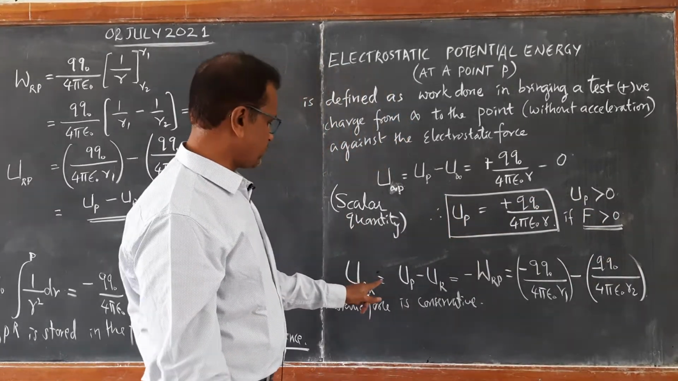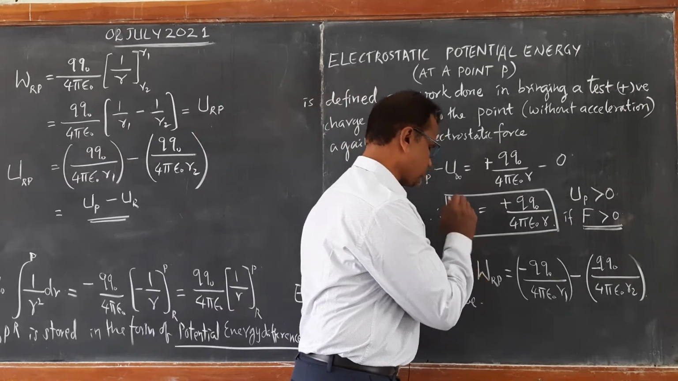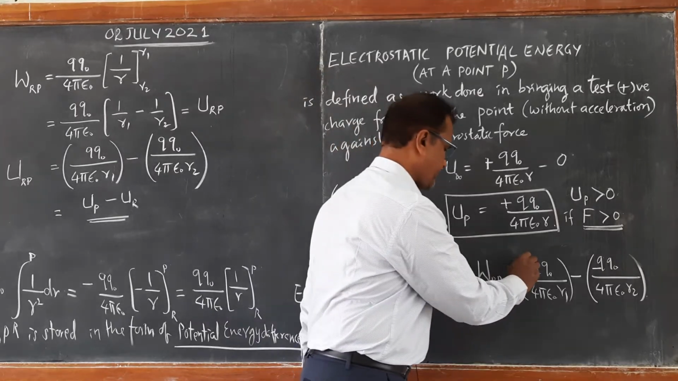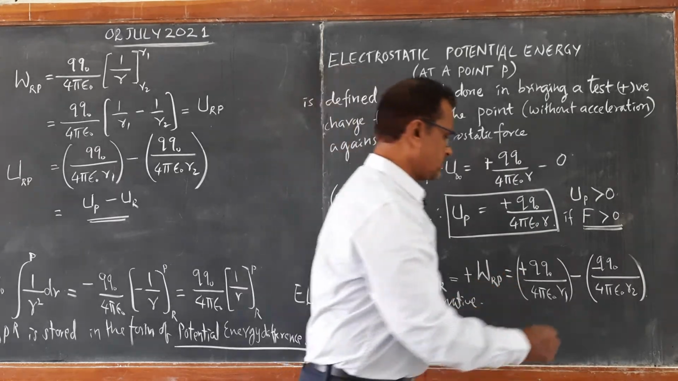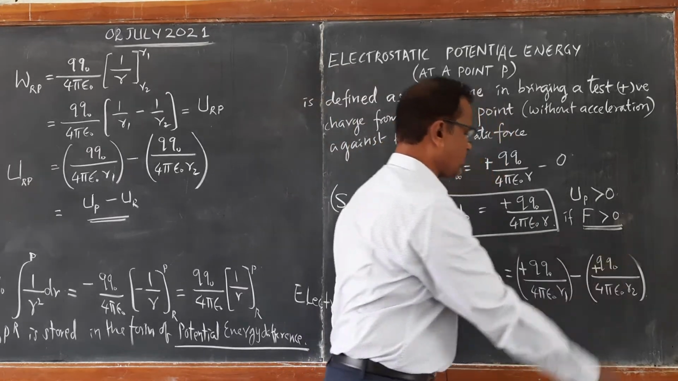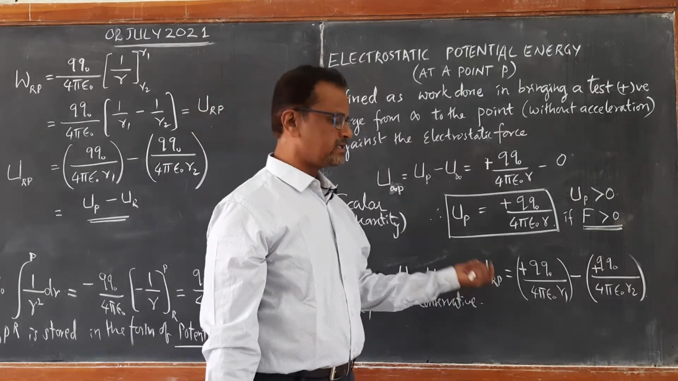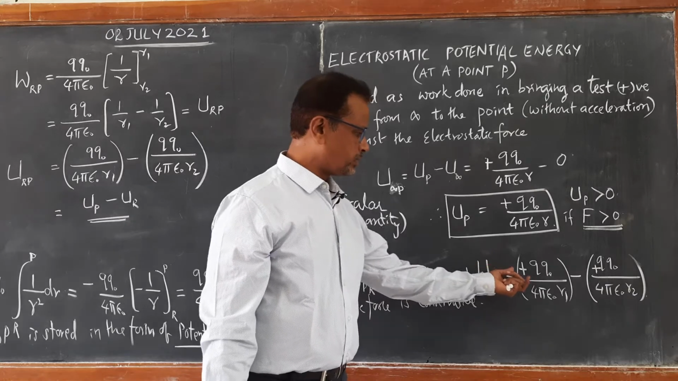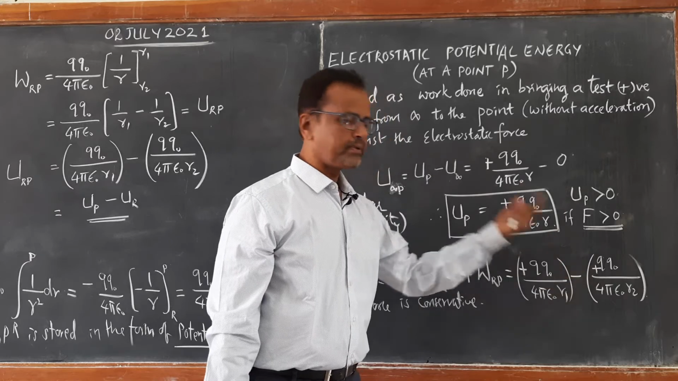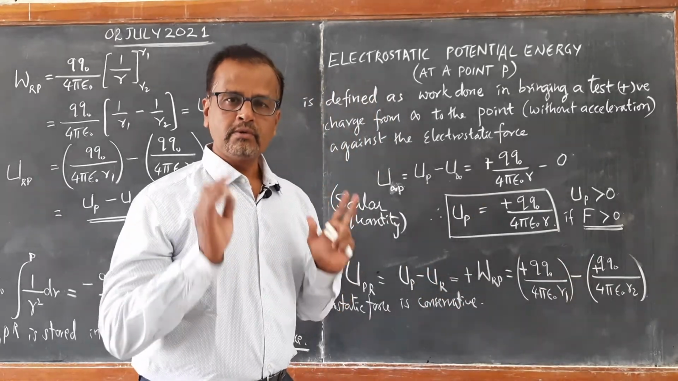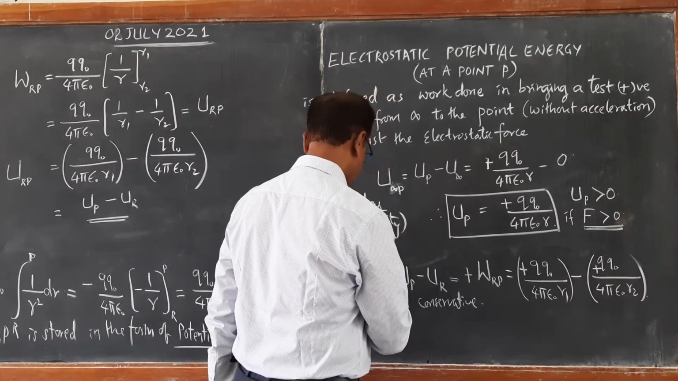Please remember. Therefore, it is UP minus UR. That gives you a positive value, not a negative value: q naught upon 4 pi epsilon naught R1, positive value, please remember, minus q naught upon 4 pi epsilon naught R2. So, this is the potential energy difference. Please correct it: q naught upon 4 pi epsilon naught R1 minus q naught upon 4 pi epsilon naught R2, which gives us a positive potential energy difference.